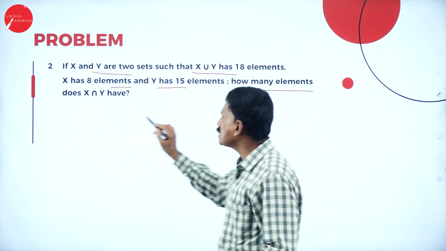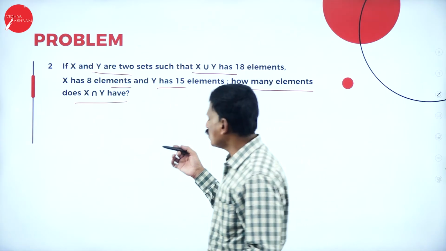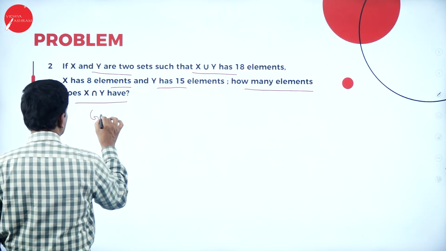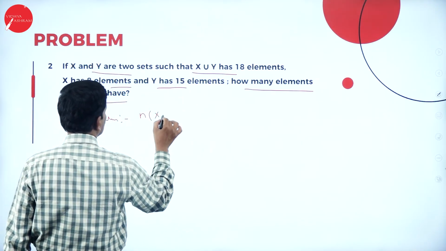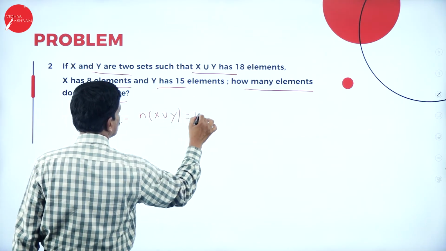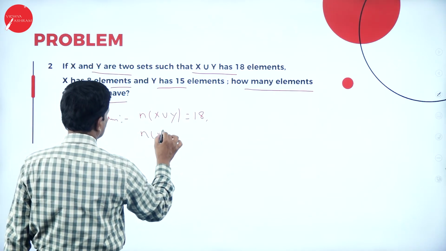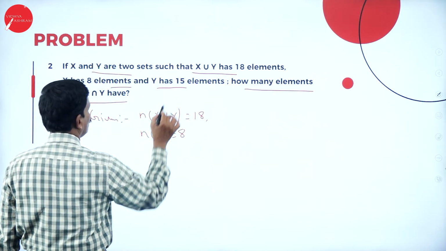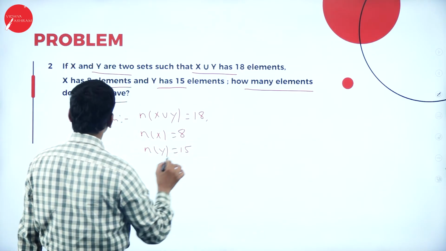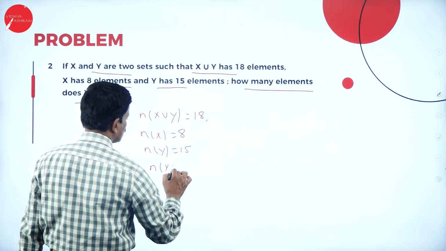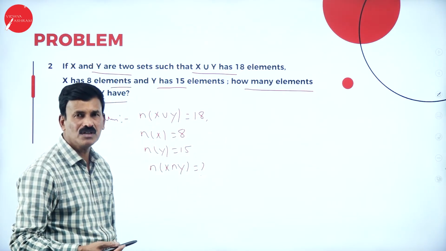How many elements does X intersection Y have? Same problem. So what is given? Similar type problem: the number of elements in X union Y is 18, the number of elements in X is 8, and the number of elements in Y is 15. How many elements are in N of X intersection Y? That is to be determined. That's it. This is the given data.